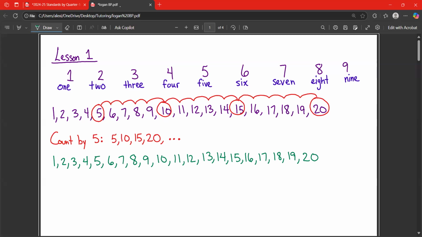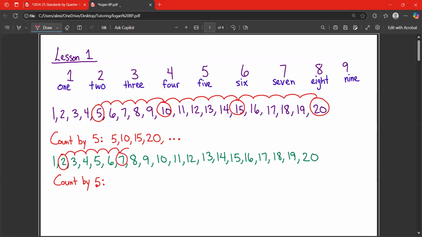Okay, so this time I'm still going to count by fives. So I'm going to write count by fives. But I'm going to start with 2. So I'm going to circle the 2. And then in order to count by fives, I need to jump 5 spaces. So 1, 2, 3, 4, 5.